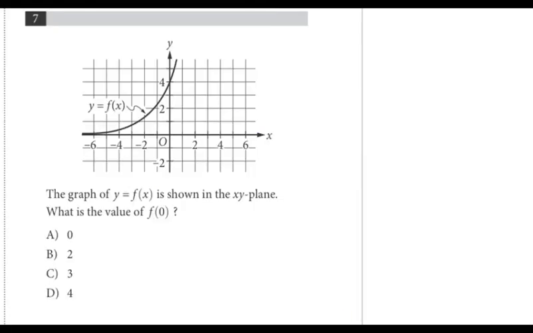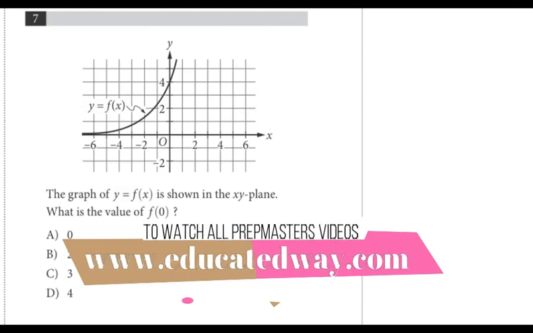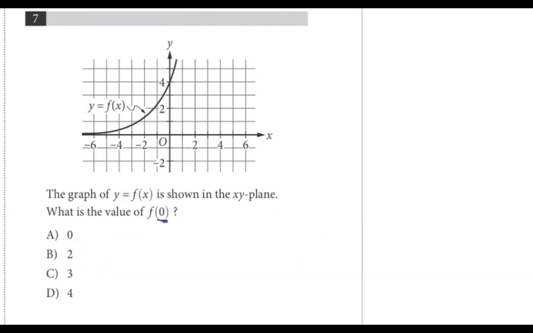The graph of y equals f of x is shown in the xy plane. What is the value of f of 0? What that means is, what is the y value when x equals 0? That's very simple. Looking at the graph, we want the y value associated with x at 0. Our y value is 4. Level of difficulty from 1 to 10: level 4.5.